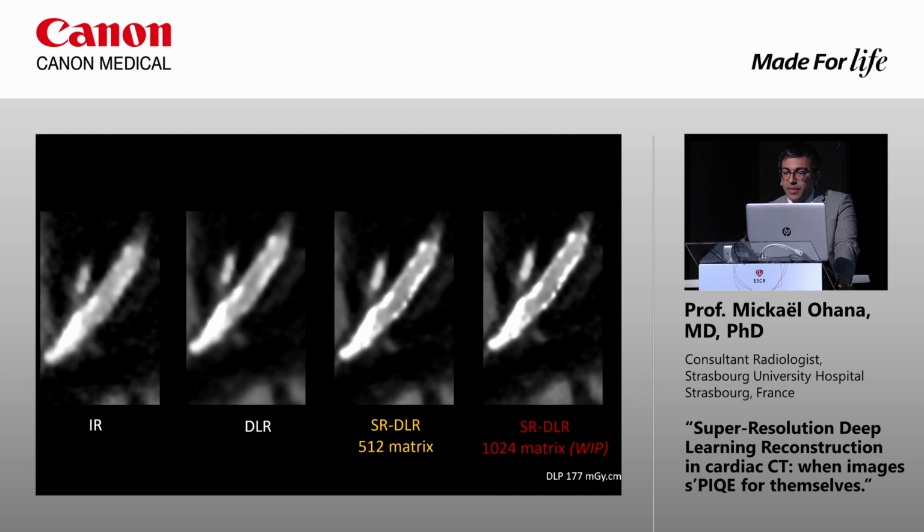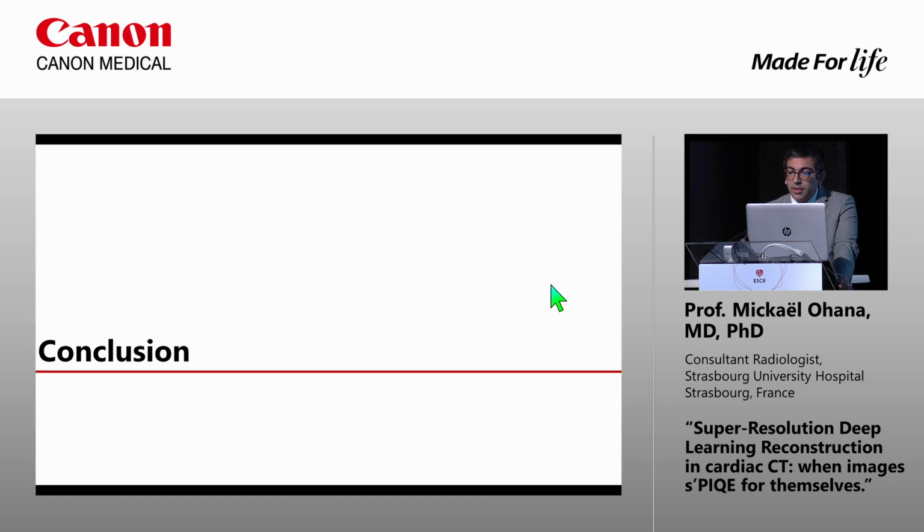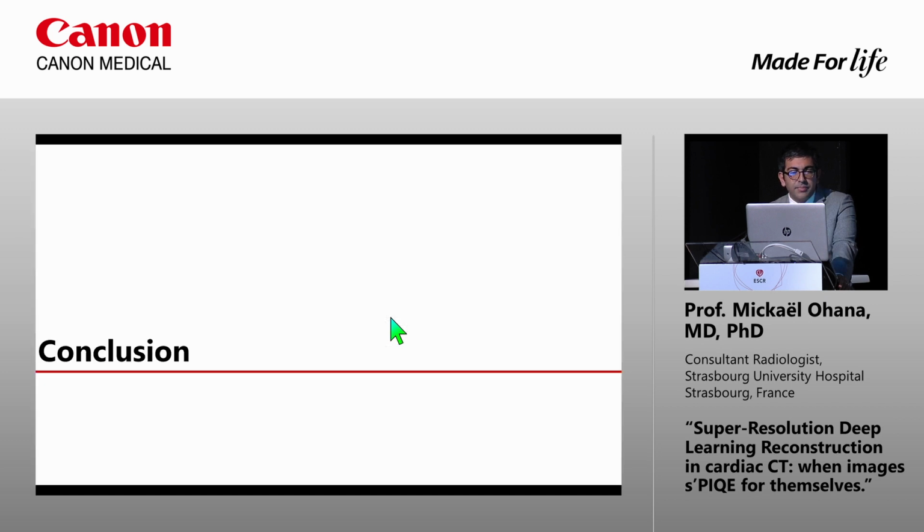And finally, an example with a stent, a distal stent in the LAD. You can see better the components of the stent here and here compared to the 512 matrix. It is working not only for the coronary arteries, but also for the other parts within the coronary CTA, namely here a prosthetic aortic valve. And you see that with the 1024 matrix, the sharpness of the borders are much better delineated than with the 512 matrix.